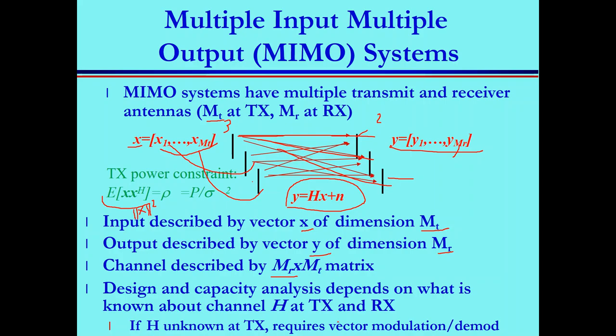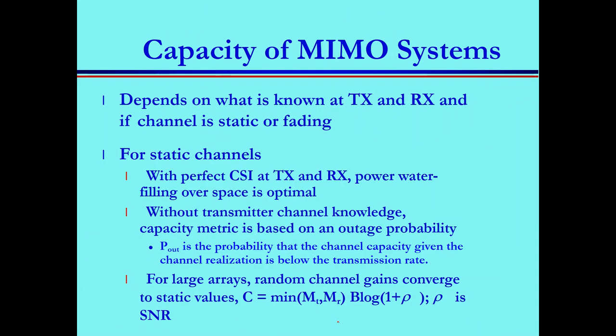Similar to the case when we calculated the channel capacity over different fading channels. We were saying if the channel is not known, no closed form; if it is available at the transmitter or receiver side, and so on and so forth. So if the channel is unknown at the transmitter, you need vector modulation, demodulation. You don't have too much freedom in optimizing your transmit and your data. But if the channel is known at the transmitter and receiver, then you have a different scenario, a different case.